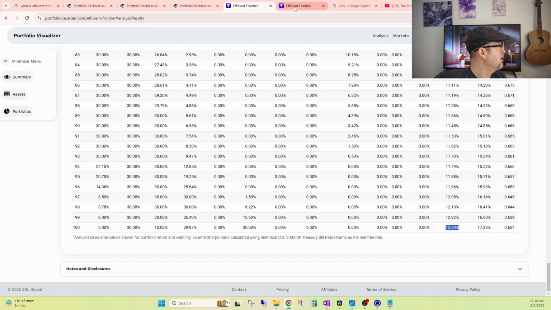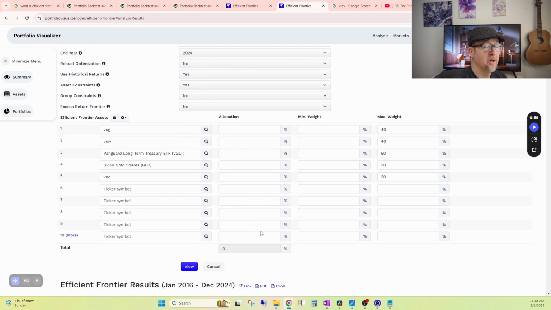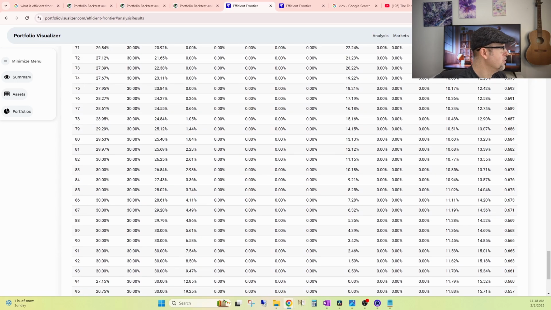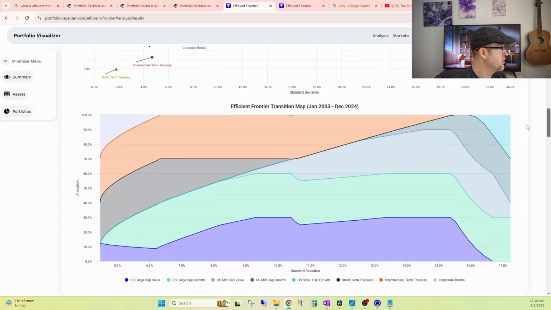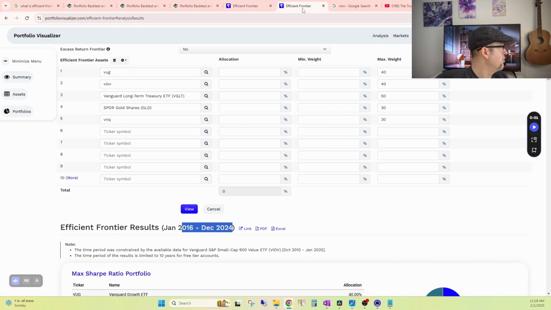Okay. Now we'll go to the efficient frontier, but now I put in some tickers. Okay. So the tickers, and then we have January 16th, 2024. Before we were much different. Let's see, January 2003. So let's remember this. 03 to 16, so that's quite a bit different. So we can't really compare these apples to apples in this case, but let's see what it gives us.